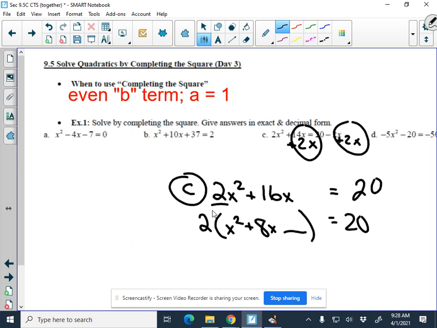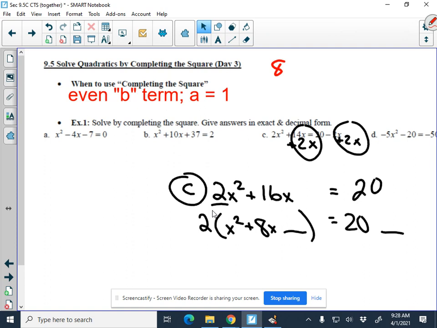So I pulled the 2 out. I divided both those by 2. If I were to multiply that 2 back in, I would get back to 2x squared plus 16x, right? So now what number goes in the blank? 16 is correct.